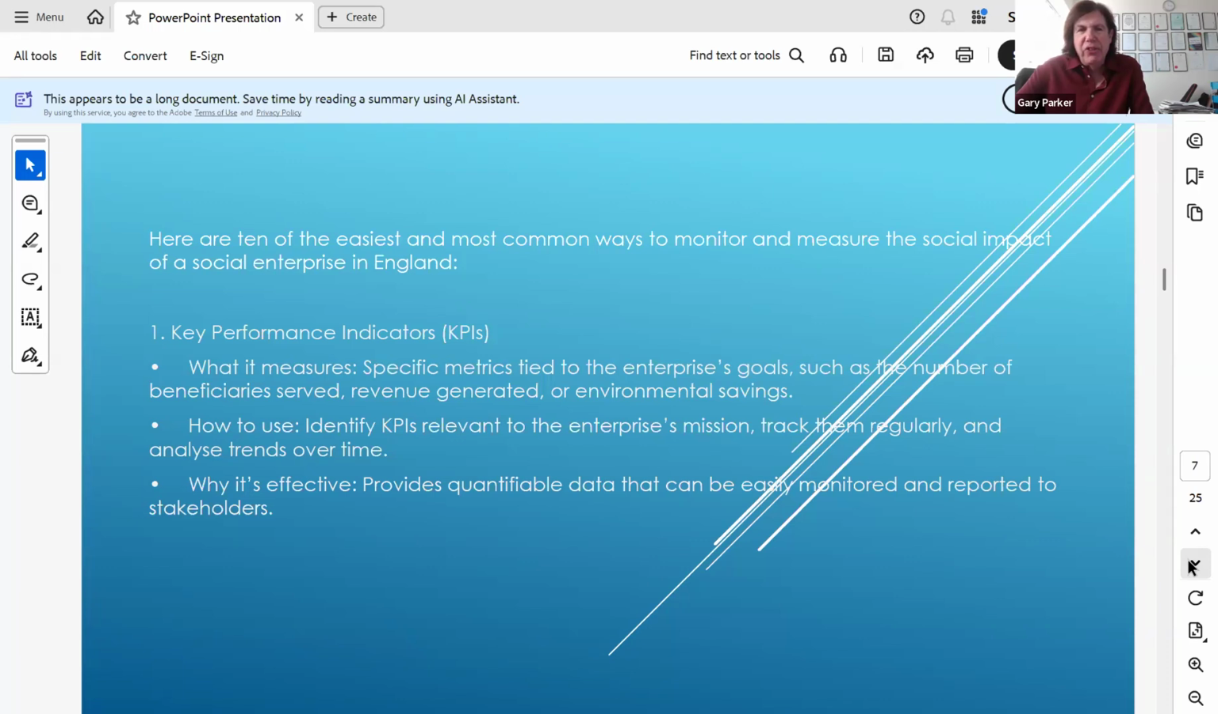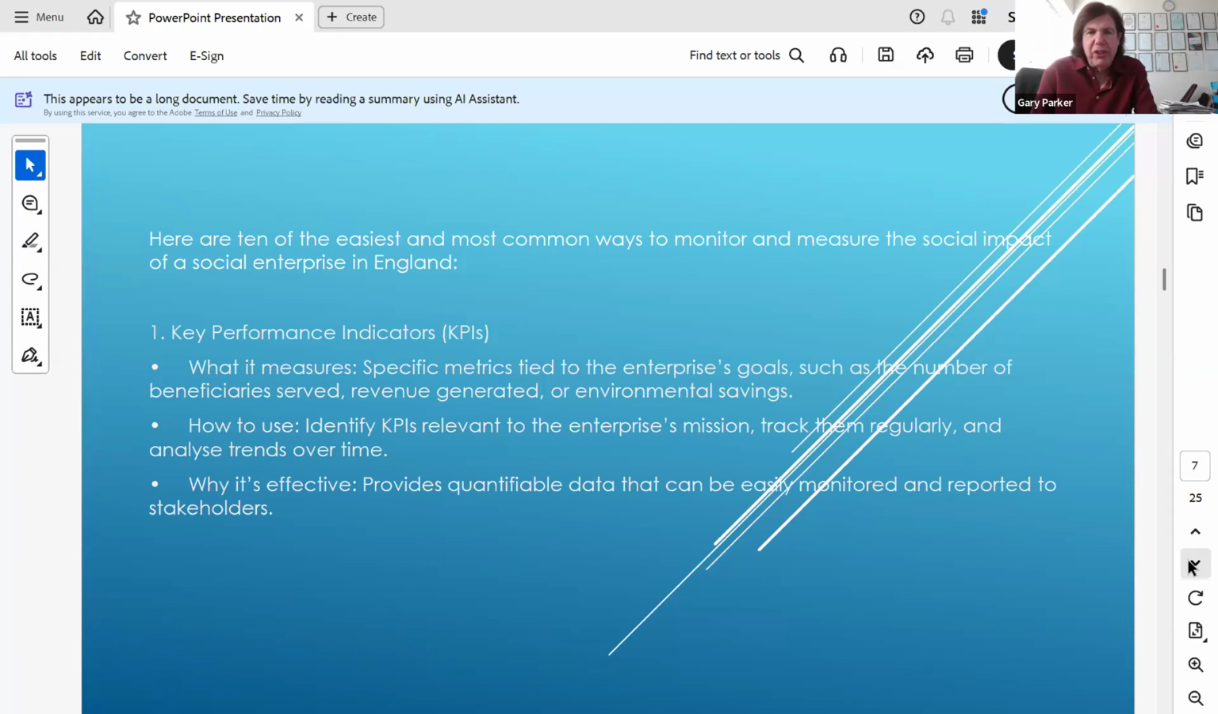Identify key performance indicators relevant to the enterprise's mission, track them regularly, and analyze trends over time. So, if you've got a year-long project, you should be reviewing it, I would say a minimum of about every month, to see if you're on track, to see if you're recruiting people, that they are getting whatever training and support, and of course, in the longer term, helping them to get back into jobs.